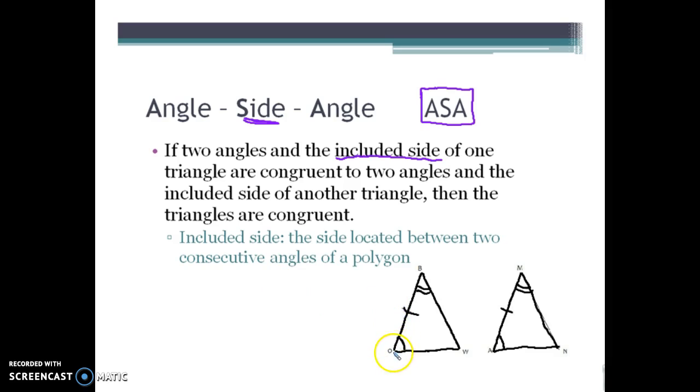So if we look at the triangles down here, we've got angle O corresponds to angle A, angle B corresponds to angle M, and then side OB corresponds to side AM. This side is in between and touching both angles, so it's an included side. So I can say that triangle BOW is congruent to triangle, and we said B corresponds to M, O corresponds to A, which leaves W to correspond to N. So triangle BOW is congruent to triangle MAN.